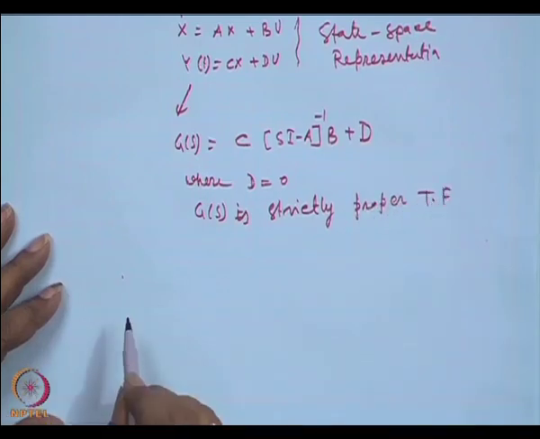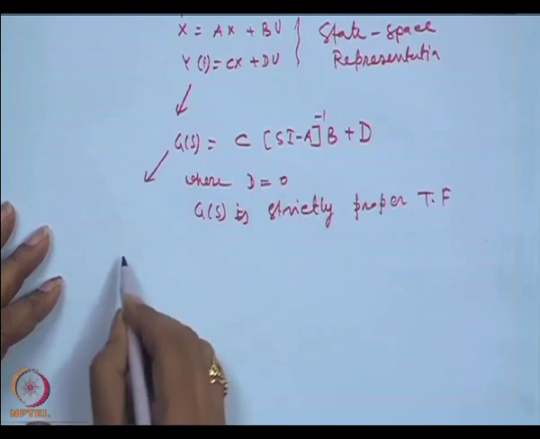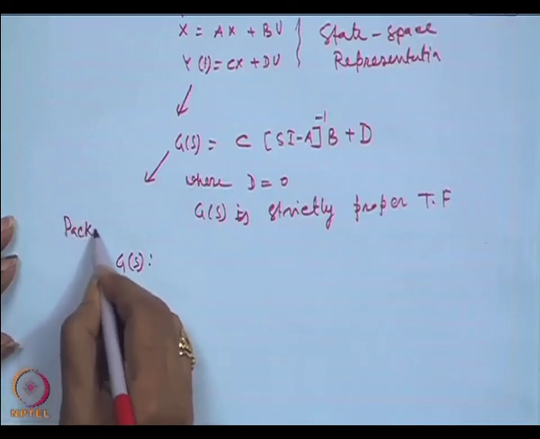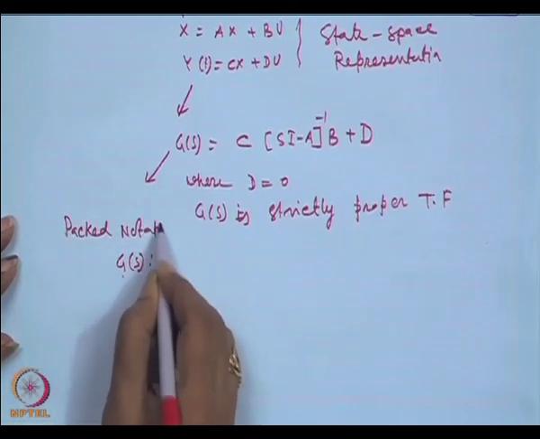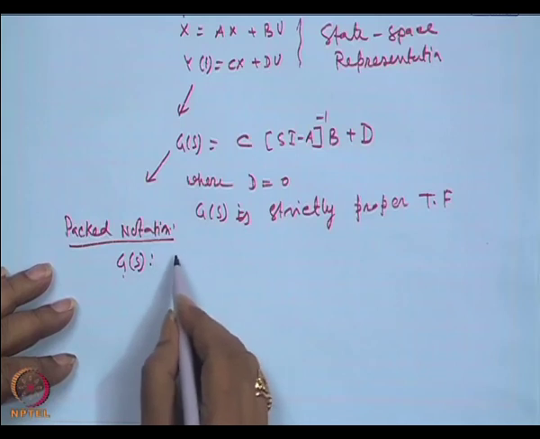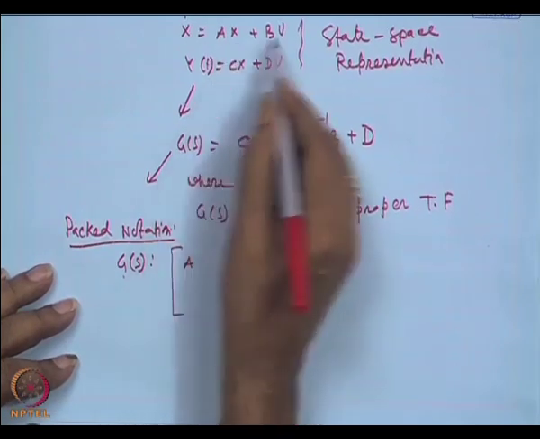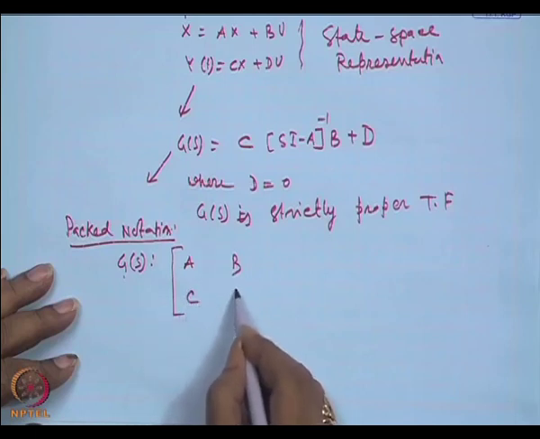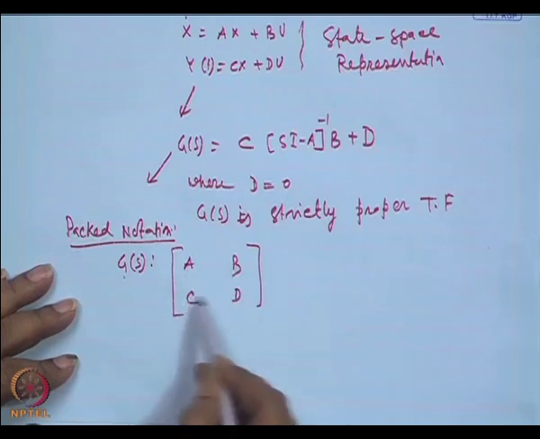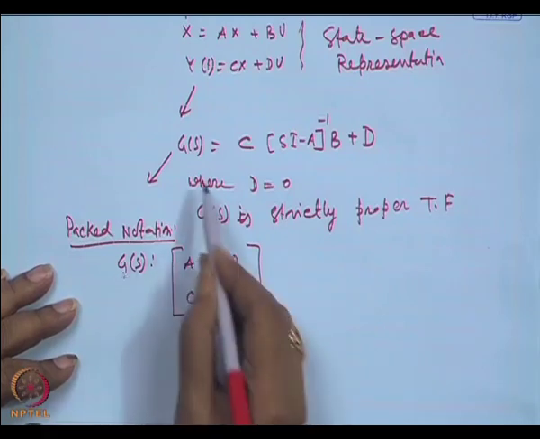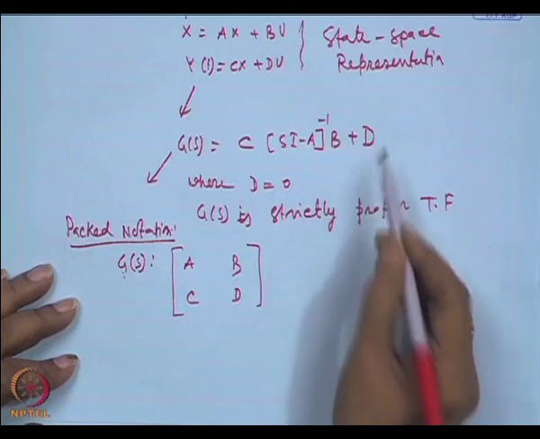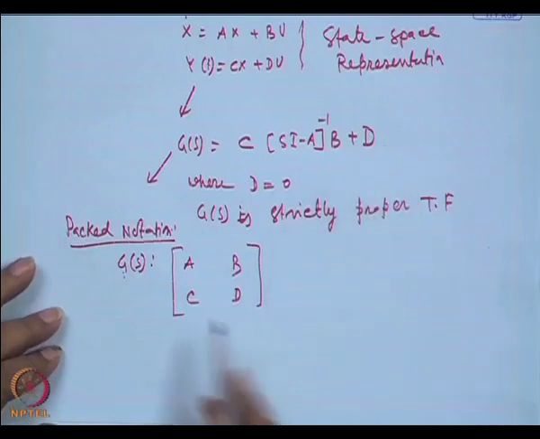Now, this notation is called packed notation. If one model is given, you can find out the other, the state space model. So, this packed notation is like this way: A, B, C, D. That means, if you have the state space model A, B, C, D, you can find out G of s. How is G of s obtained? C into (S I minus A) whole inverse B plus D. Agree? So, this is the packed notation.